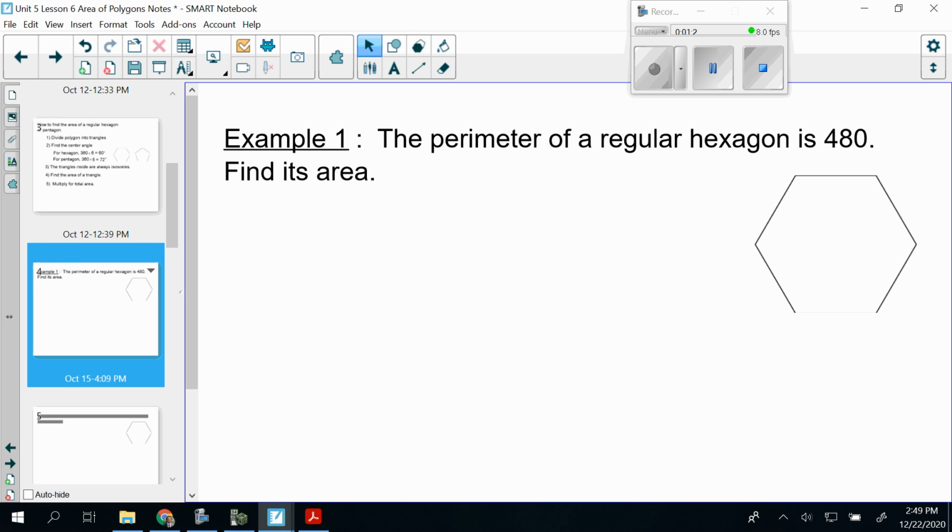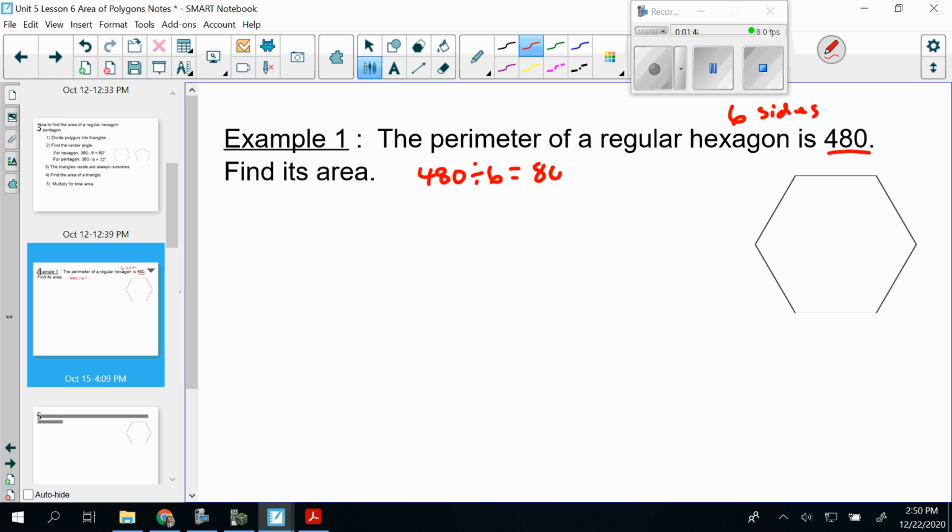So first one here, find the area of this regular hexagon where the perimeter is 480. Find its area. So if we know the whole perimeter, all the outsides added together is 480. A hexagon has 6 sides. We want to divide to start here. So we got 480 divided by 6, and that will give us 80. So each side here is 80 all the way around.